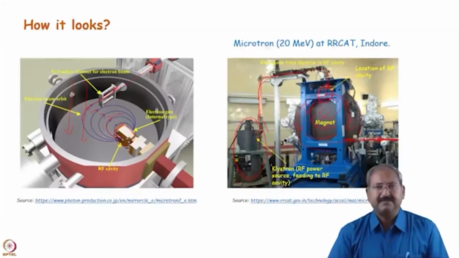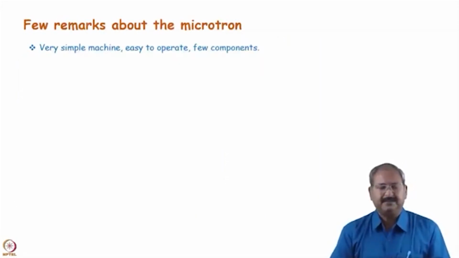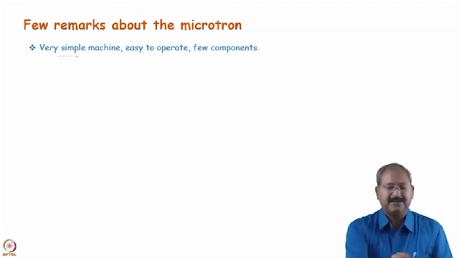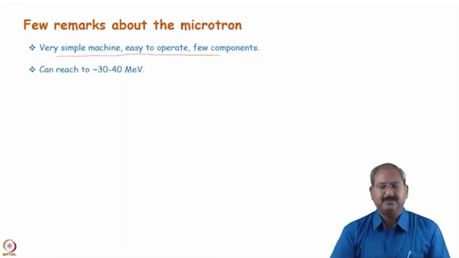One such microtron by RRCAT, the Raja Ramanna Centre, has been installed in Mangalore University also. Now a few remarks about this microtron. This is a very simple machine. You can see that very few components have to be operated. One is the RF cavity, the other is the magnet, and there are certain coils for correcting the orbits. So very few components have to be operated.